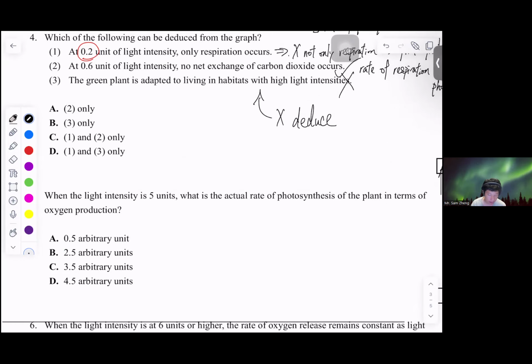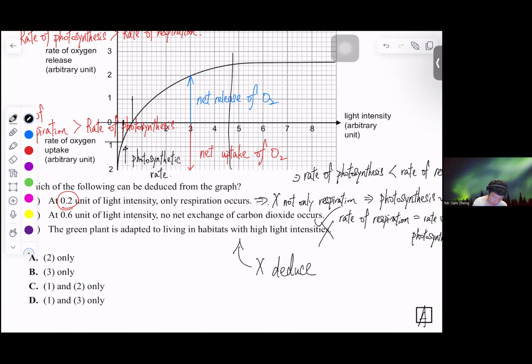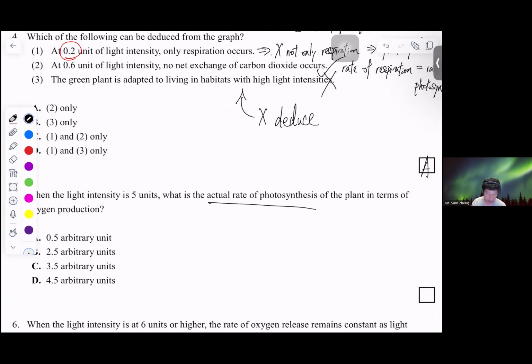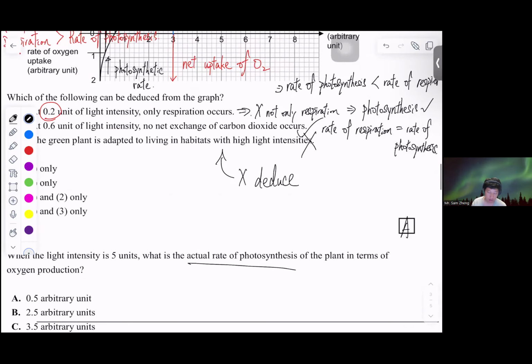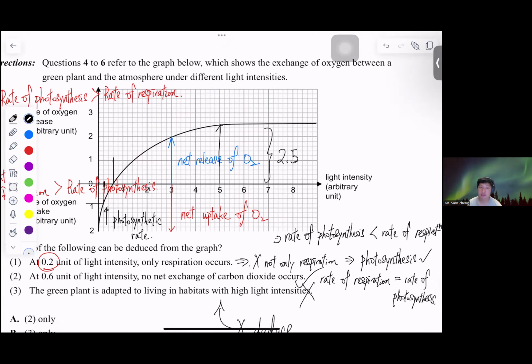So when the light intensity is 5 units, at this part, what is the actual rate of photosynthesis of the plant in terms of oxygen production? In this case, we need to think about the oxygen production. First of all, we need to find out the net release of oxygen. So the net release of oxygen over here would be 2.5.